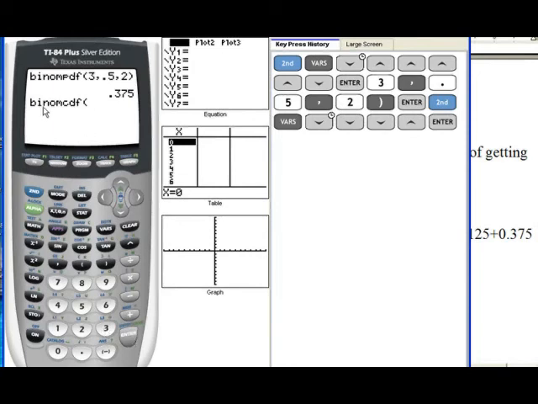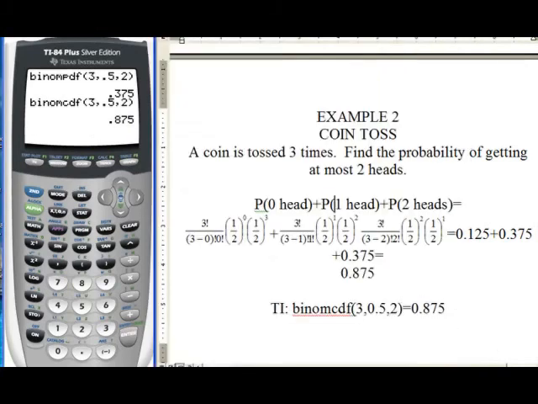In other words, when you push this button, it's going to start adding things up from 0, 1, and then up to whatever number you're entering. 3, 0.5, so you enter n and p, and here you enter the x. In this case, it's going to be 2, the at most. In other words, it's 0, 1, or 2. When you push enter, you will get 0.875, just as before.